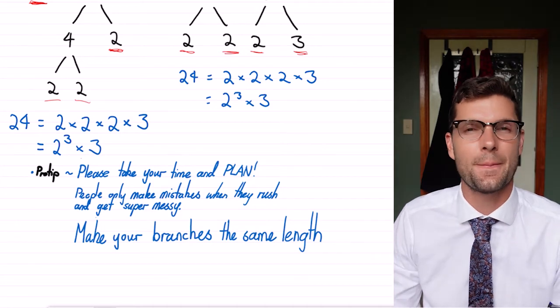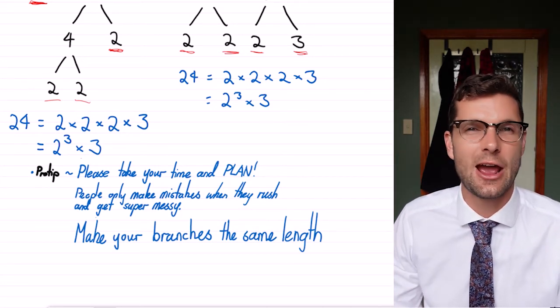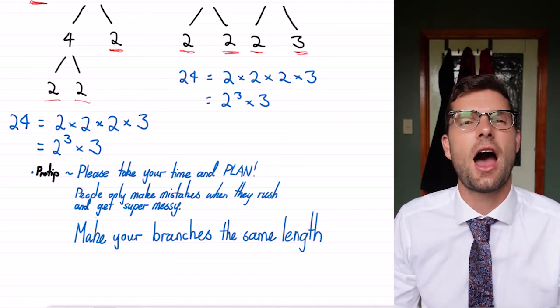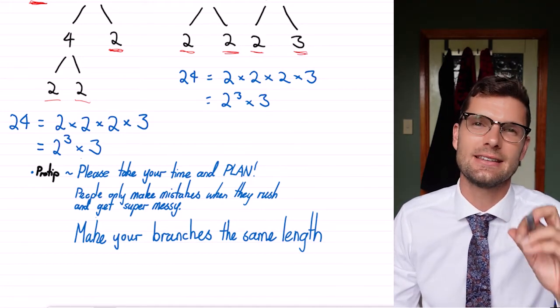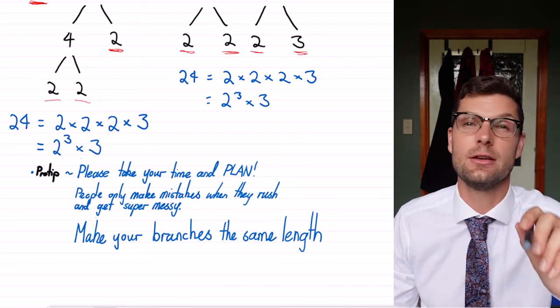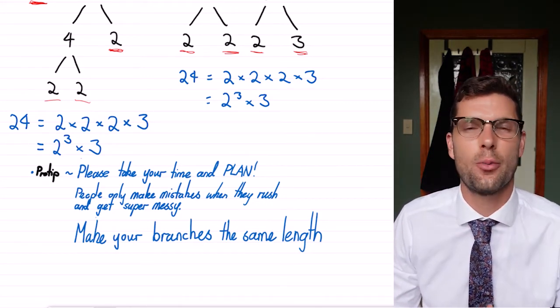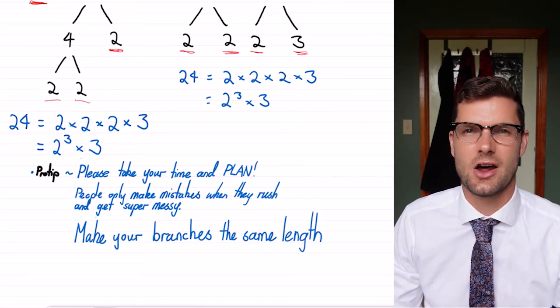One trick to help you with this is to make sure the branches on both sides of your factor tree are the same length. So when you break it down, each time go down maybe 2 lines and then throw the next factor in, and it'll just help scaffold this really nicely.